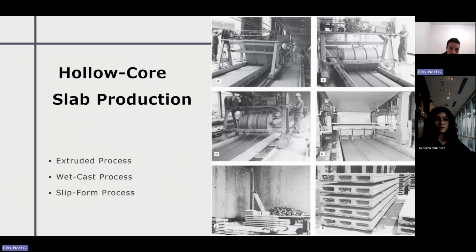The next is the wet casting process, in which a wet concrete layer is placed on the casting bed, followed by collapsible tubes or lightweight aggregate that form voids. The materials are removed after curing. And lastly is the slip form process. In this method, concrete is deposited with a moving hopper, and tubes are used to create the cores. The process allows for more flexibility in placing embeds and forming openings.